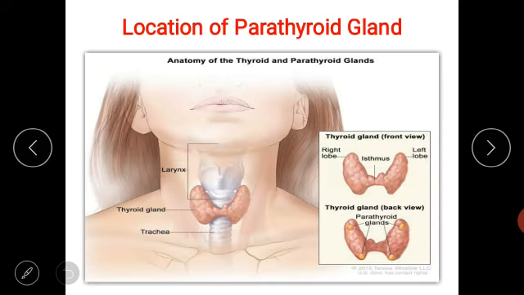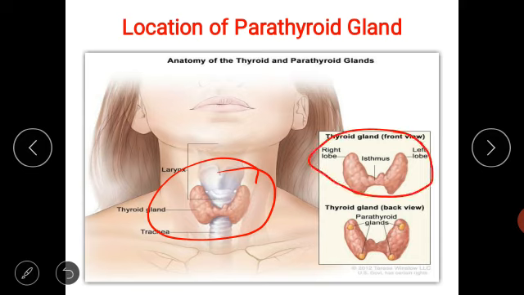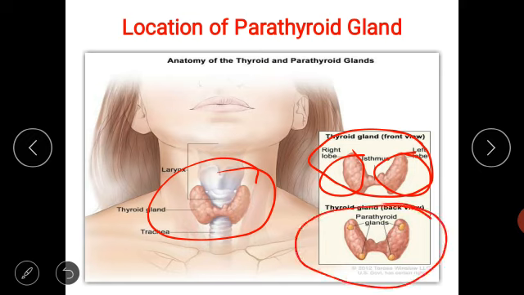As I showed you, this is the thyroid gland in the throat portion. This is the front part of the thyroid gland. These are the left and right lobes of the thyroid gland, and this is the backside of the thyroid gland, which contains the four parathyroid glands, represented as yellowish spots. So that is the location of the parathyroid glands. There are four parathyroid glands which are associated with the main thyroid gland.